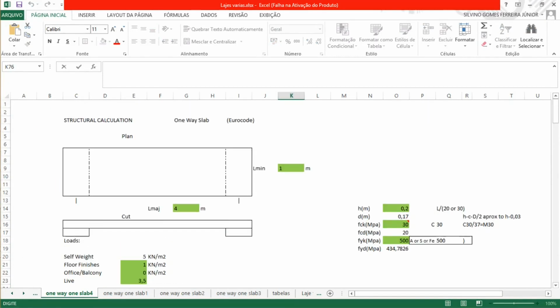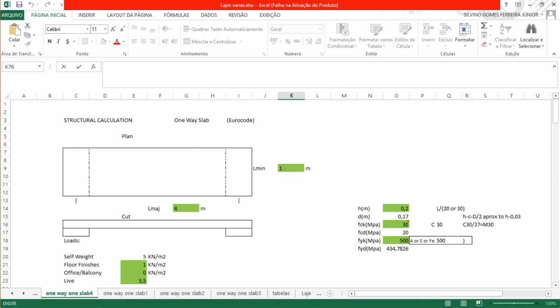And this is a slab that is one way, because we can see it here. She is supported here by beams or brick walls, here and here. We're gonna say this side has 1 meter, and from here, the center of the brick wall or the beam that she's supported on, to here, we have 4 meters.